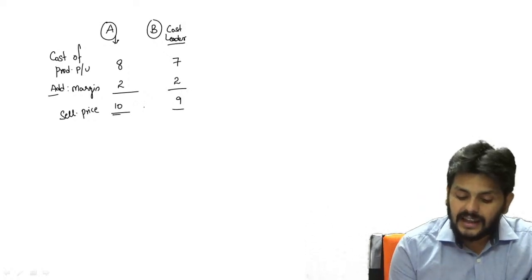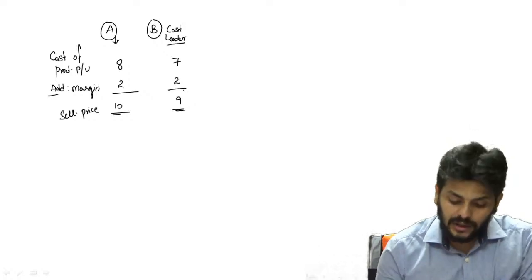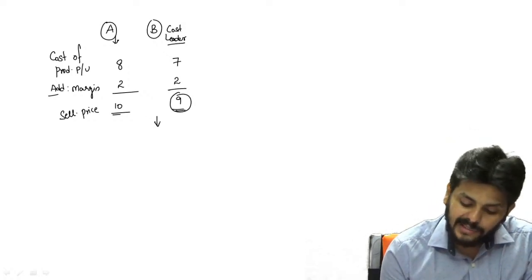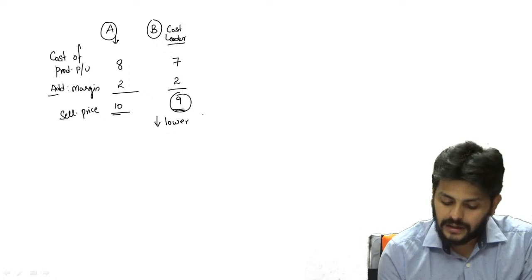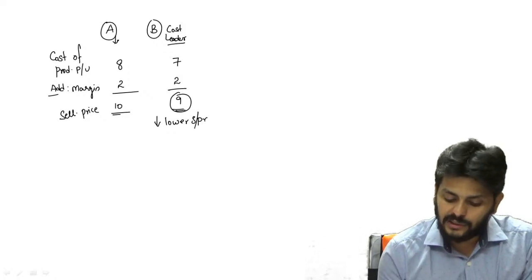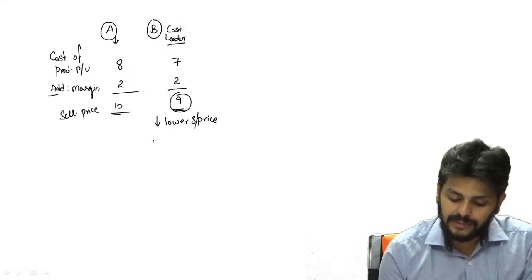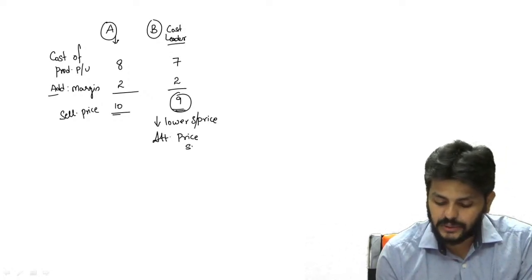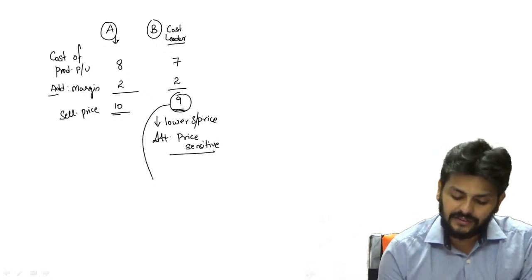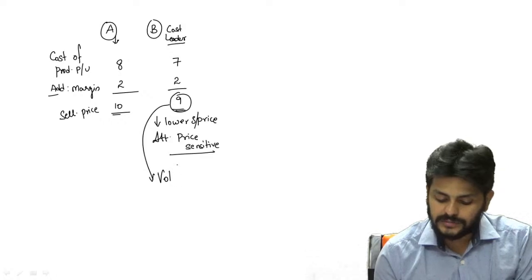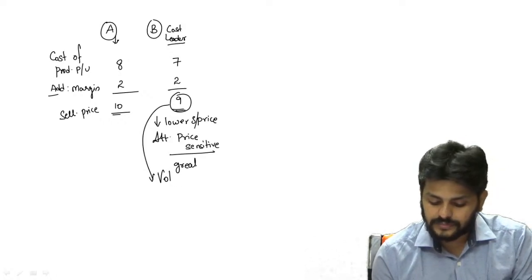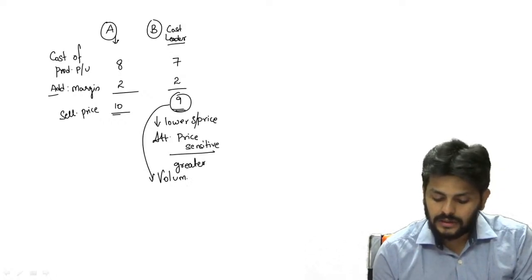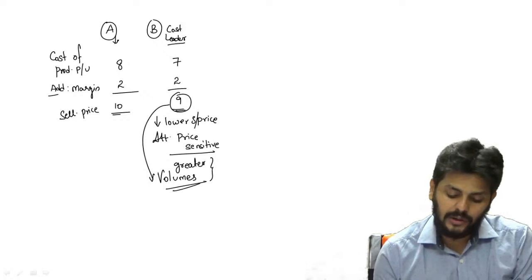Sir, he is selling at 10, we are selling at 9. What will be the advantage? Because you are having a lower price. Okay, we are having a lower selling price. What happens is it attracts a price sensitive customer. And not only does it attract a price sensitive customer, you will be able to sell greater volumes. Okay, you will be able to sell a greater volume.